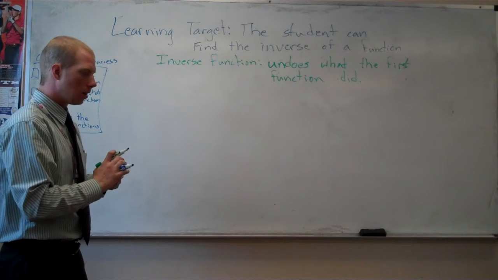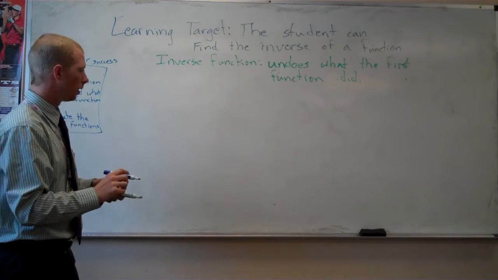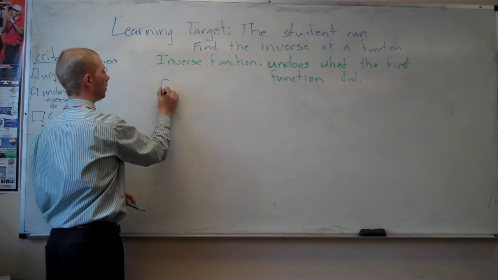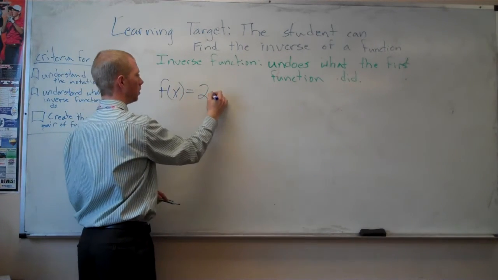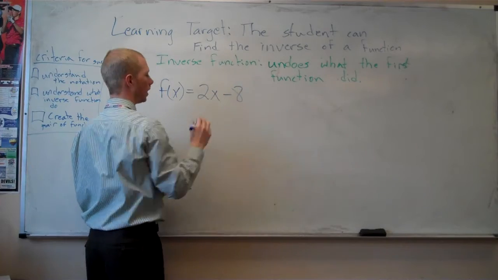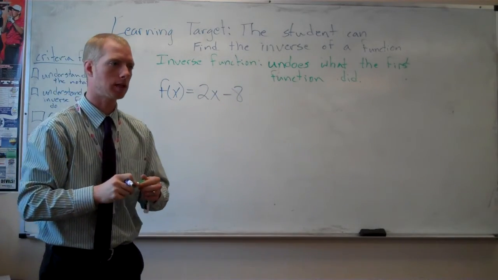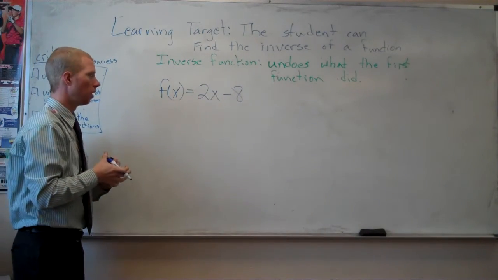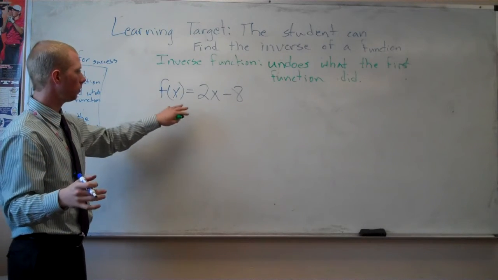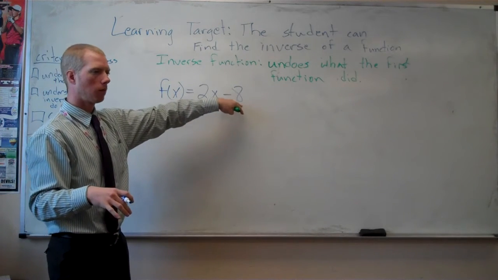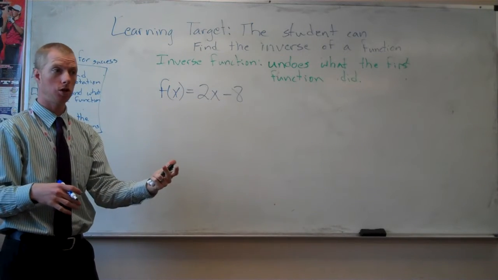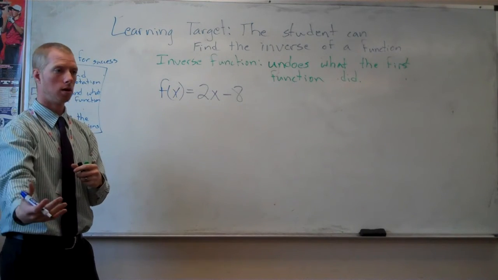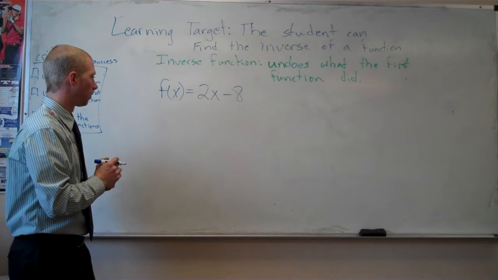So the way that looks is, let's say we have f of x equals 2x minus 8. If f of x equals 2x minus 8, then what you have is a function where you're doing what to x? Two things. One, you're multiplying by 2, and second, you are subtracting 8.